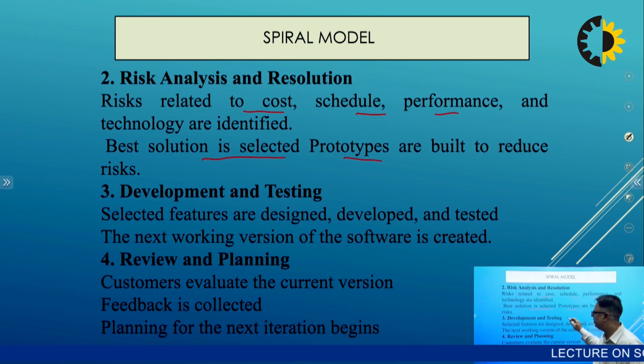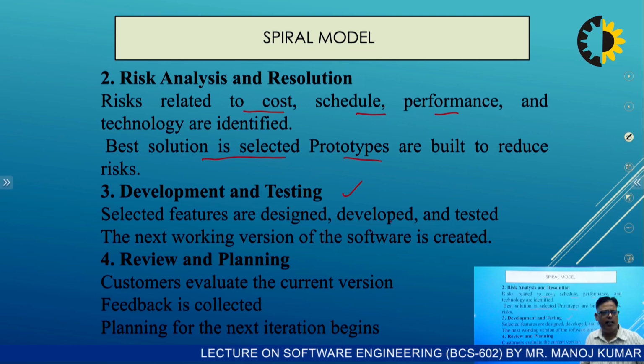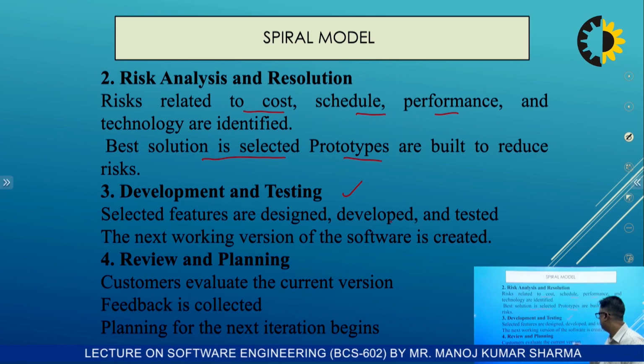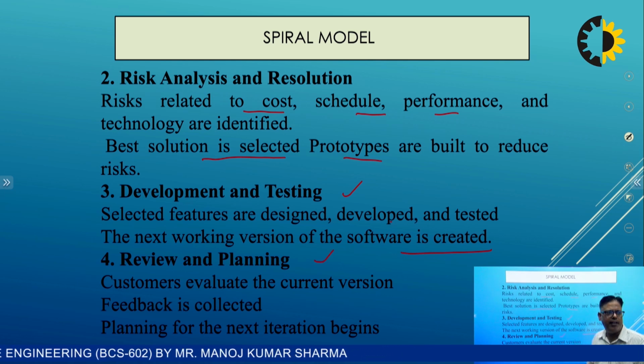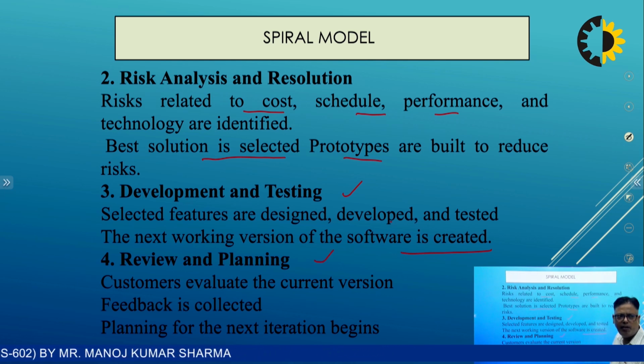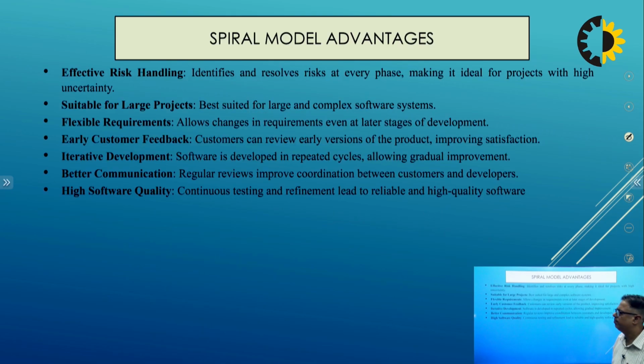And the third phase is development and testing. Basically, the selected features are designed, developed and tested, and the next working version of the software is created. And fourth is review and planning. Customers evaluate the current version, feedback is collected and planning for the next iteration begins. Now these are some advantages of the spiral model.